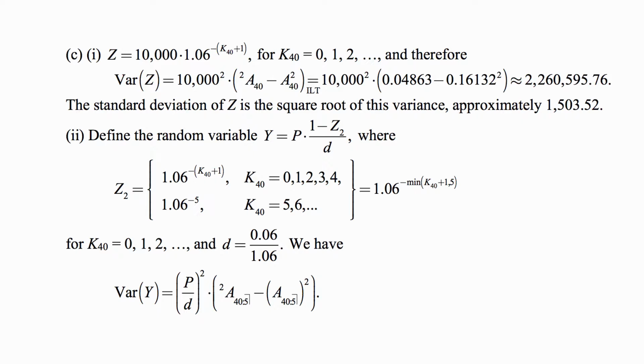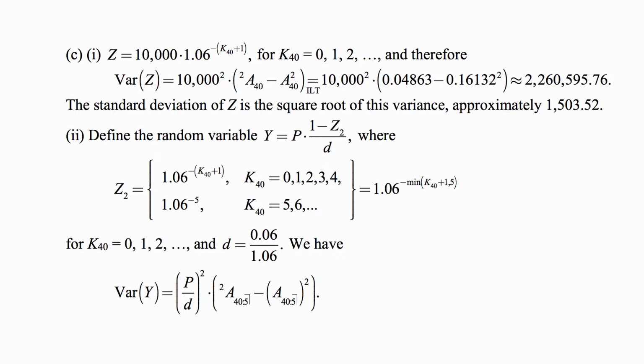And Z2 is equal to 1.06 to the minus (K40 plus 1) for K40 equal to 0, 1, 2, 3, or 4. But then starting after the 5th year, it will be just 1.06 to the minus 5. So we're introducing this new random variable, and it's equal to 1.06 to the power minus the minimum of (K40 plus 1) and 5. And of course, d is what I said.